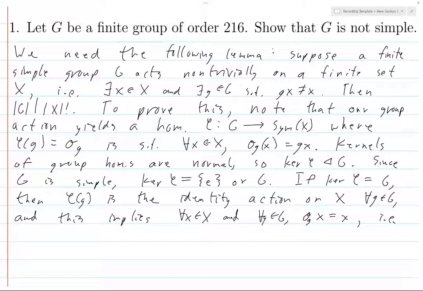Okay, so for all x in X and for all g in G, sigma g of x equals x, i.e., we can write g of x equals x.